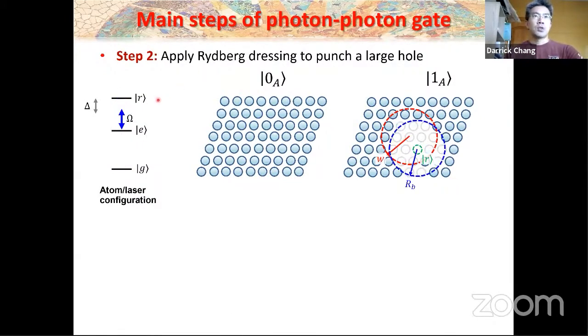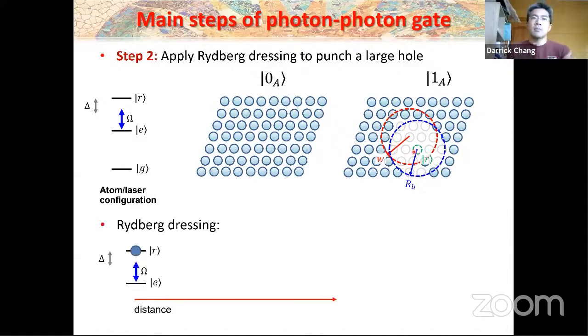Once I've done this storage, the next thing I'll do is take this control field and shift it away from being resonant. So I'll make it very strong and far off resonance. And the idea of this is to use this detuned control field to punch a large hole in my atomic medium, centered around where the Rydberg excitation is located.